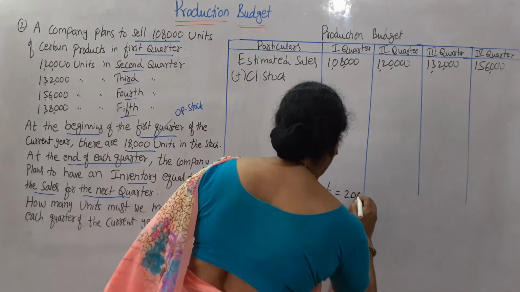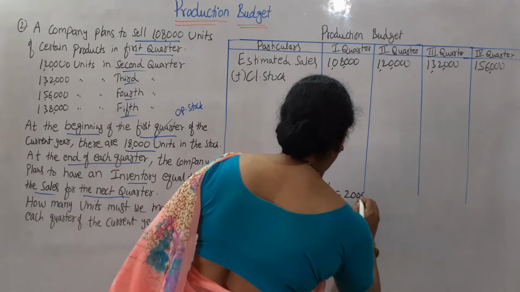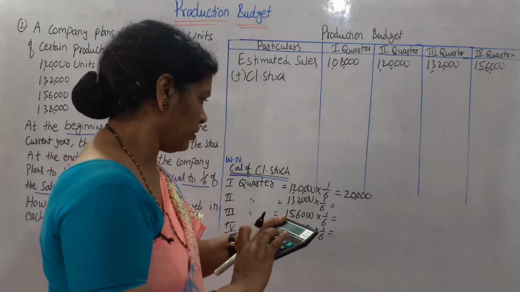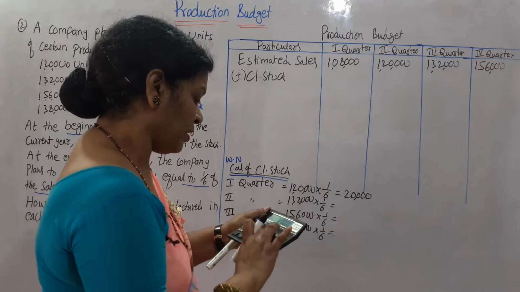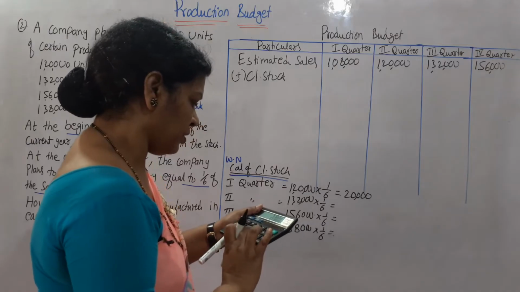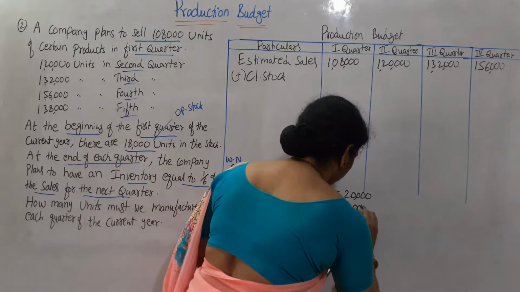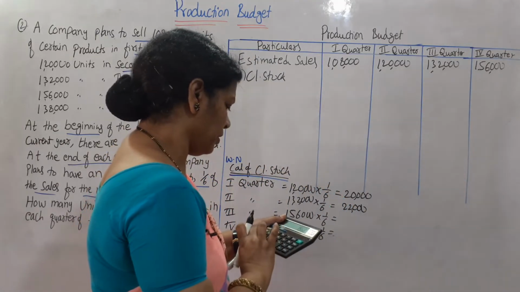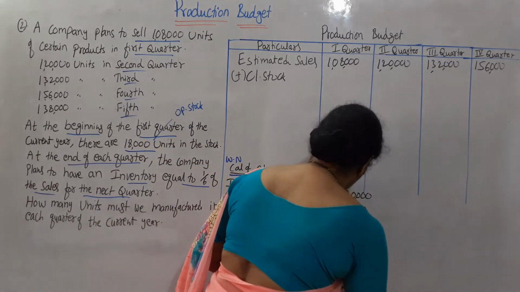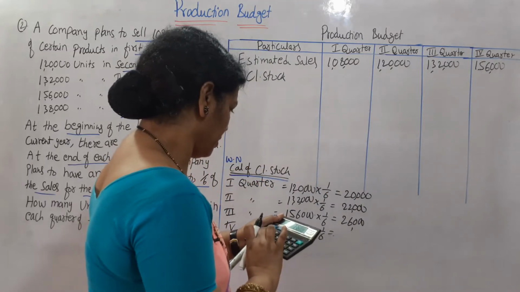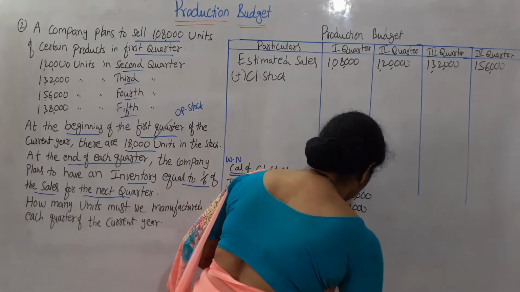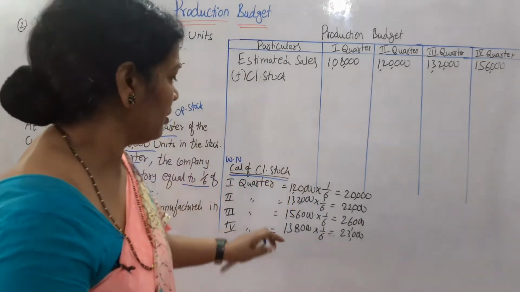Anyway, we'll use a calculator. 1,20,000 divided by 6, 20,000, and 1,32,000 divided by 6, 22,000. In the same way, 1,56,000 divided by 6, 26,000. Next, 1,38,000 divided by 6, 23,000. Right? So we got the closing stock.